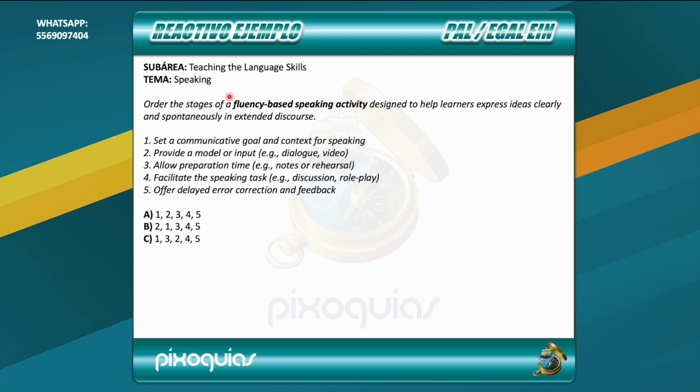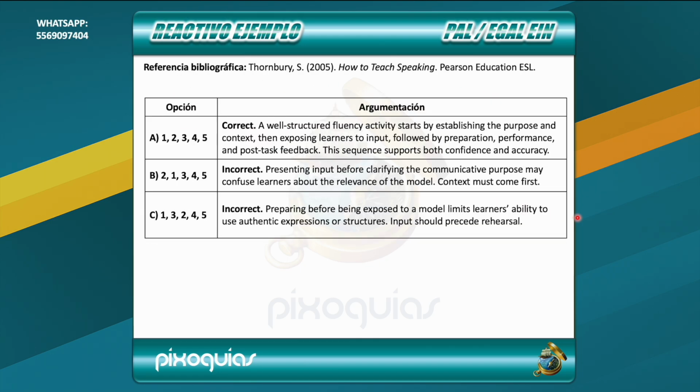Now, this exercise is from the sub-area Teaching the Language Skills with the topic Speaking. Order the stages of a fluency-based speaking activity designed to help learners express ideas clearly and spontaneously in extended discourse. Okay, as we can see, the correct answer is A, that is the 1, 2, 3, 4, and 5 sequence.